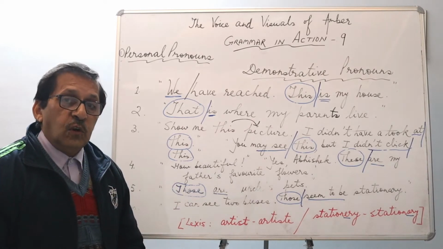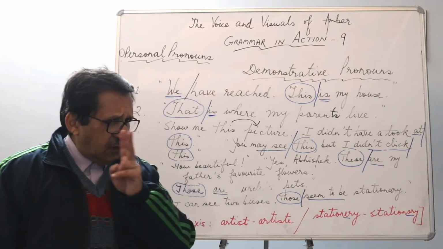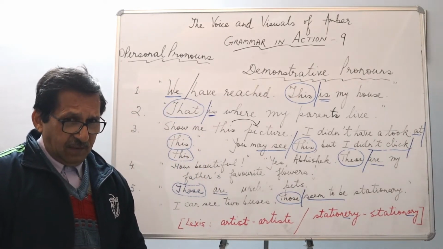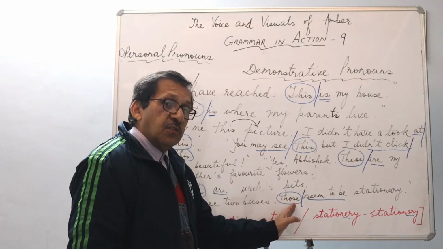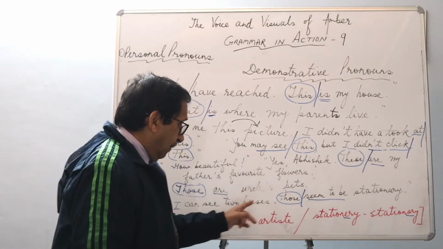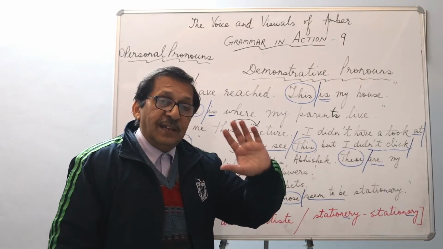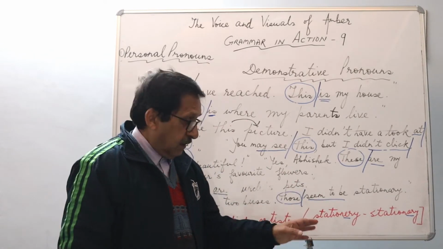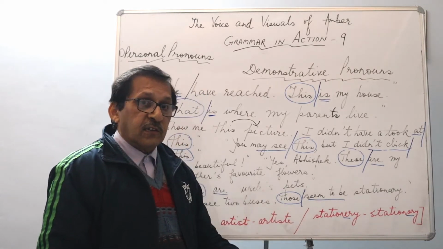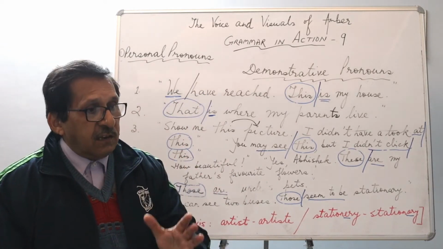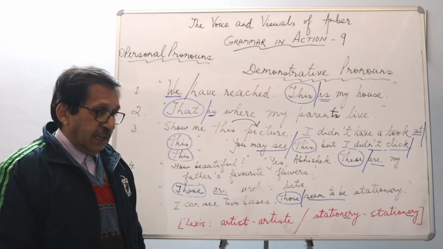I can see 2 buses. Those seem to be stationary. I can see 2 buses, but they are not coming this side. Those seem to be stationary. So what seem to be stationary? Those are standing, or rather are replacing the noun buses. So those seem to be stationary. They are not moving. So those is the demonstrative pronoun in the plural number, helping us to point at or talk about things which are at a distance from the speaker or the communicator.